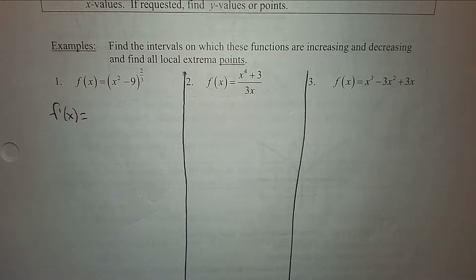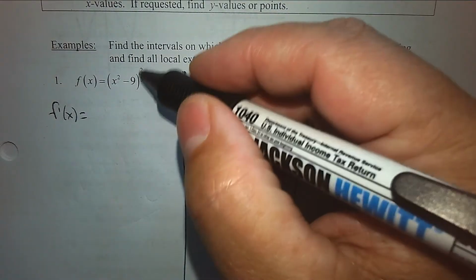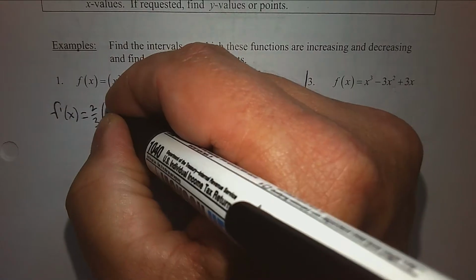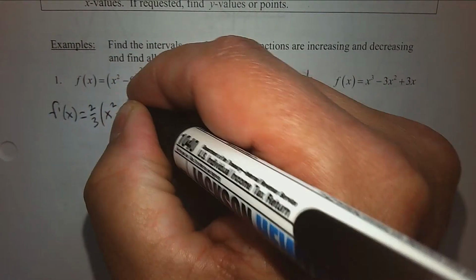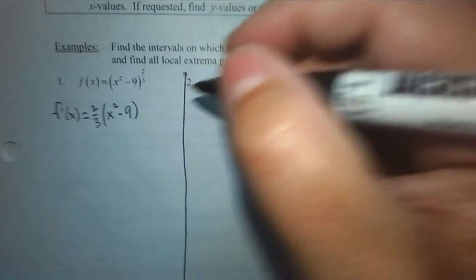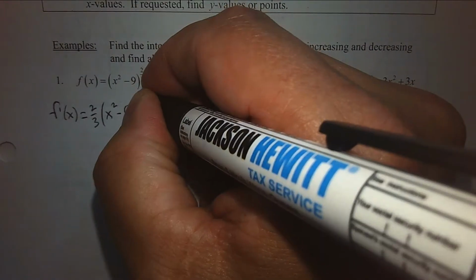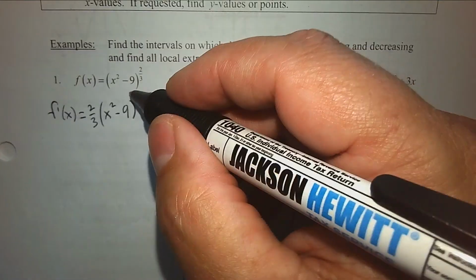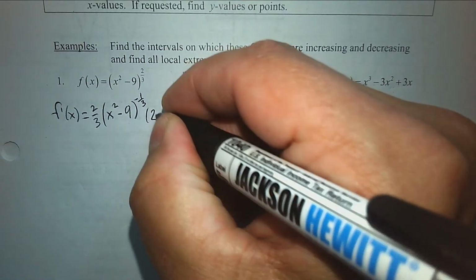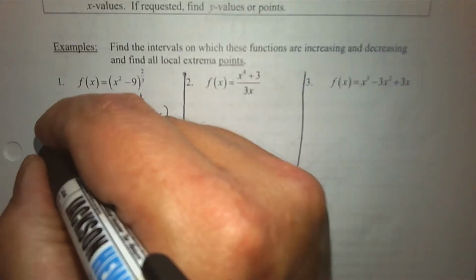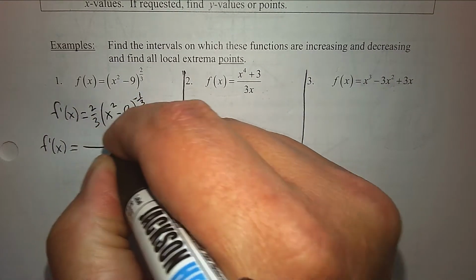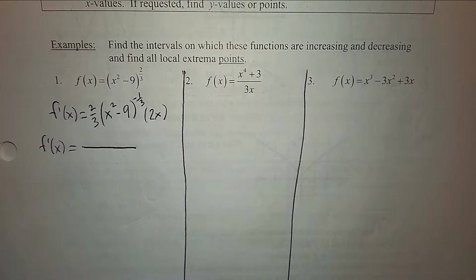What rule are you going to do? The chain rule. So the exponent is 2/3. Inside is x squared subtract 9. Subtract 1 from the exponent, and the exponent is negative 1/3. And then what's the derivative of the base? 2x. Beautiful. To make it a little easier, we're going to write that as a fraction, because when you write it as a fraction, it'll be easier to find the critical numbers.